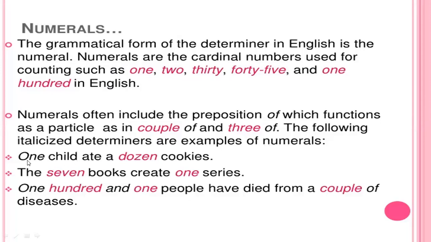Just take the example: one child ate a dozen cookies. So what is it? Dozen, which is again counting; dozen means 12. And 12 is again counting. Next is like the 7 books. What is 7? 7 is a number like 1, 2, 3, 4, 5. So 7 is your numbering, 1 is again numbering, 100 is again numbering.